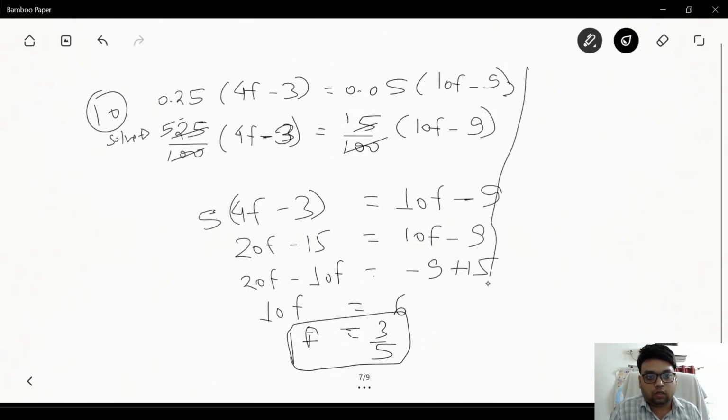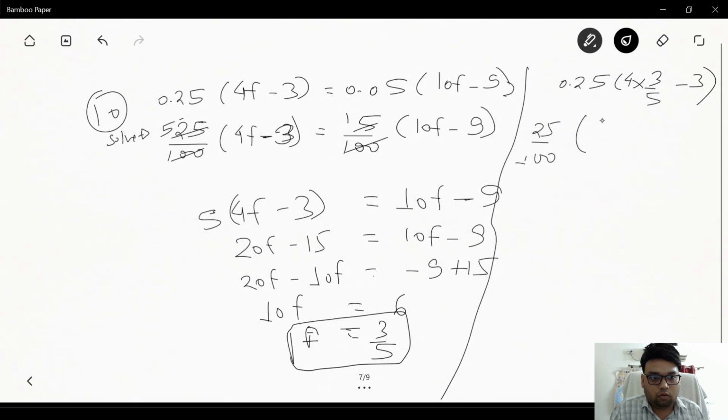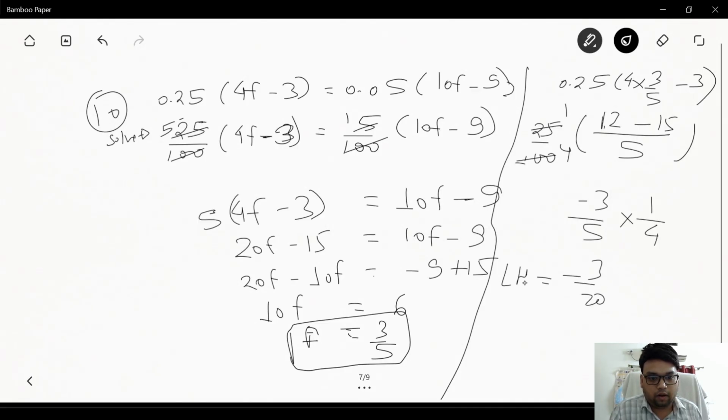Now we have to check whether this value is true or not, by putting the value of f in the equation of the question. 0.25 into (4 cross 3 by 5 minus 3). So 25 upon 100 into (12 by 5 minus 15 by 5). 25 ones are 25, 4 ones are 4. So minus 3 by 5 into 1 by 4, so minus 3 by 20. This is the value of the left hand side.